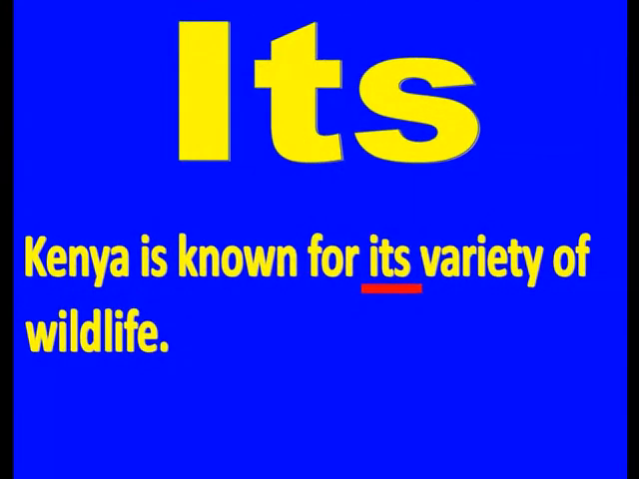Its, it's. The difference is the apostrophe in the second one. Though very small, with the apostrophe, you've changed entirely what you have in mind. Its is a possessive pronoun. For example, Kenya is known for its variety of wildlife.